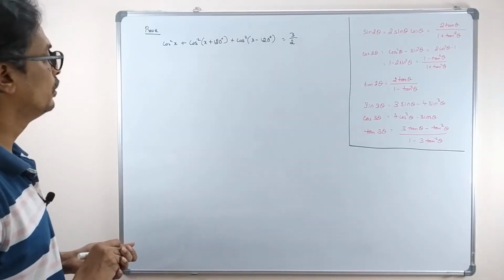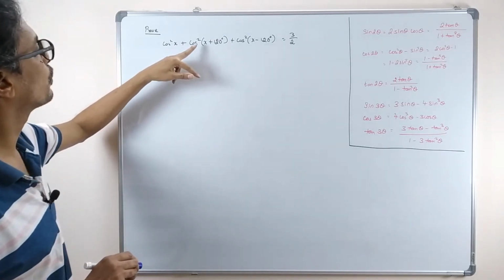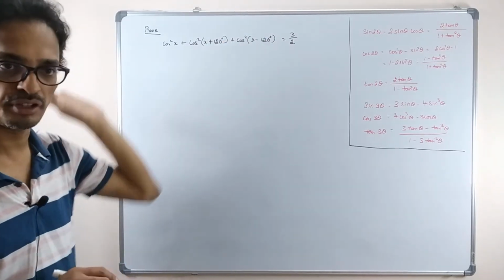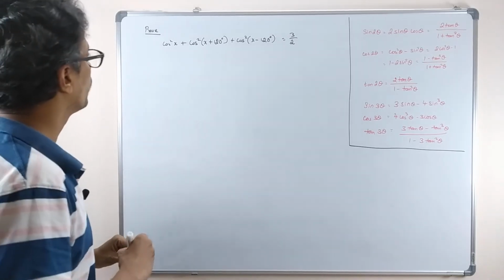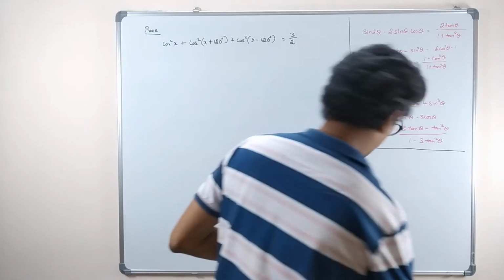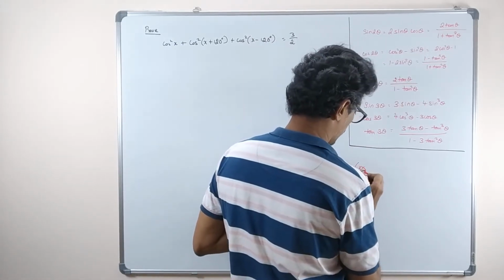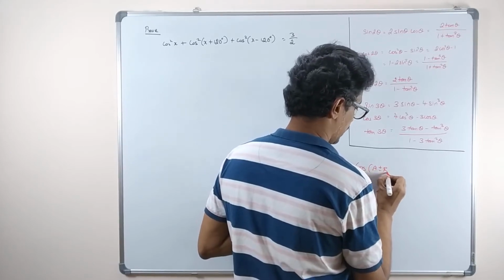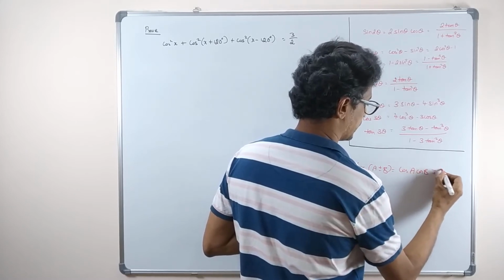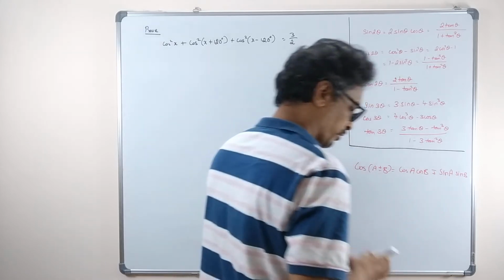Okay, we will do this problem. Prove cos square x plus cos square of x plus 120 degree plus cos square of x minus 120 degree equals 3 by 2. We have to prove it. How are we going to do it? Let us try to find out. We will use this formula, cos of a plus b and cos of a minus b. We will use cos of a plus or minus b equals cos a cos b minus or plus sin a sin b. Okay, so we will use this formula.